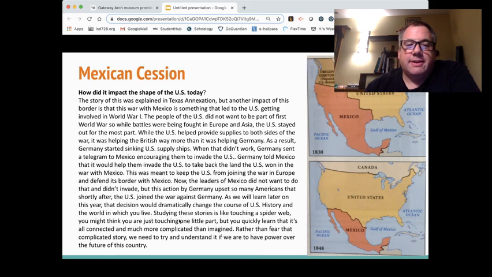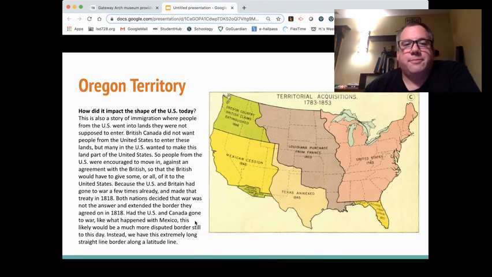So like I said right here, studying these stories is like touching a spider web. You might think you're touching just one little part, but you quickly learn that it's all connected and so much more complicated than you ever could have imagined it. And rather than fear that complication, it's important to understand it so that you can see that you have power over the future of this country and that you need to understand the past in order to understand the present and make decisions over the future.